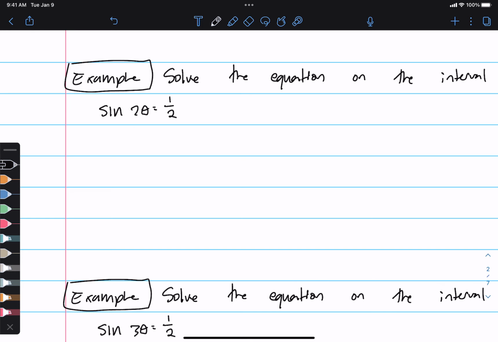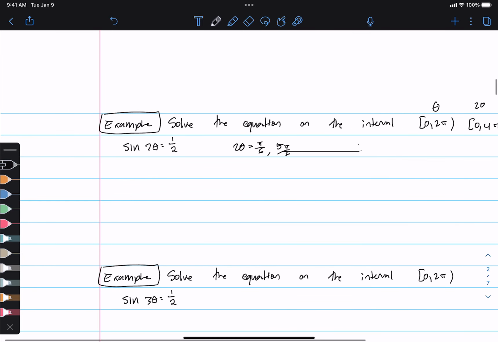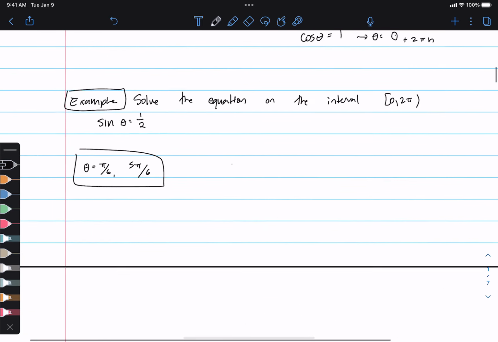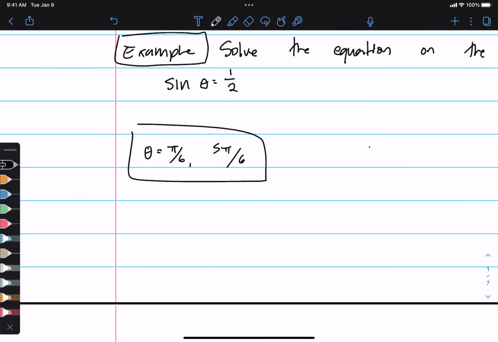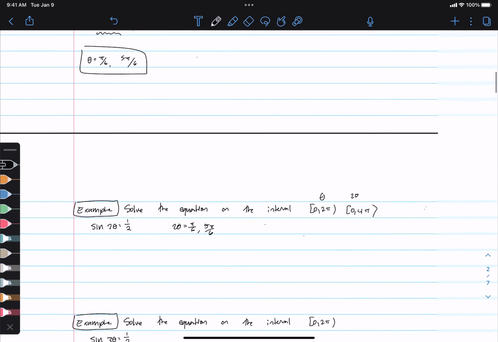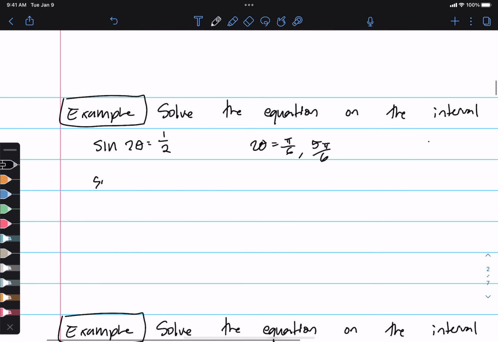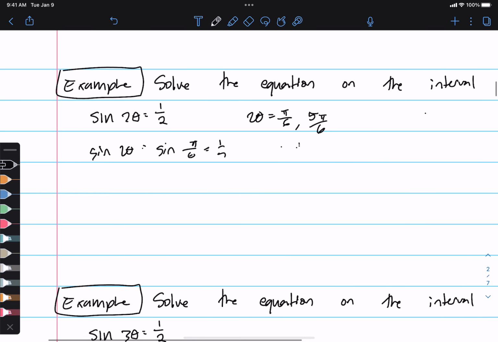I just want to use my unit circle to my advantage and go, hey, if 2 theta is equal to pi over 6 or 5 pi over 6, then this equation is satisfied. That's what we found in the last problem. So in this case, if theta is pi over 6 or theta is 5 pi over 6, then sine of theta is 1/2. So if 2 theta is 5 pi over 6 or pi over 6, then sine of 2 theta is 1/2. So those would solve it.